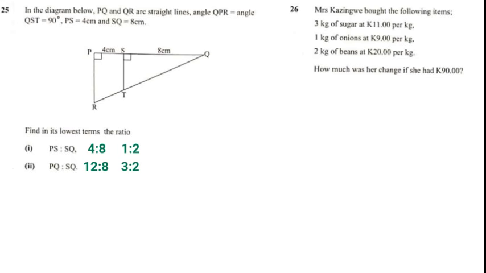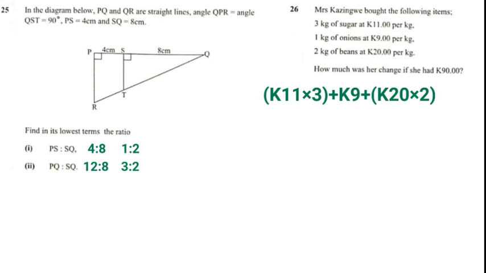So at first we're told she bought 3 kg of sugar at 11 kwacha per kg. So we're going to write 11 kwacha. Then we're going to multiply it by 3 because she bought 3 kg when 1 kg was sold at 11 kwacha. So we're going to say multiply by 3. Then plus 1 kg of onion is 9 kwacha. So we're going to say plus 9 kwacha. Then plus 2 kg of beans, and a kg of beans is sold at 20 kwacha, so she bought 2 kgs. So we're going to say 20 kwacha by 2.